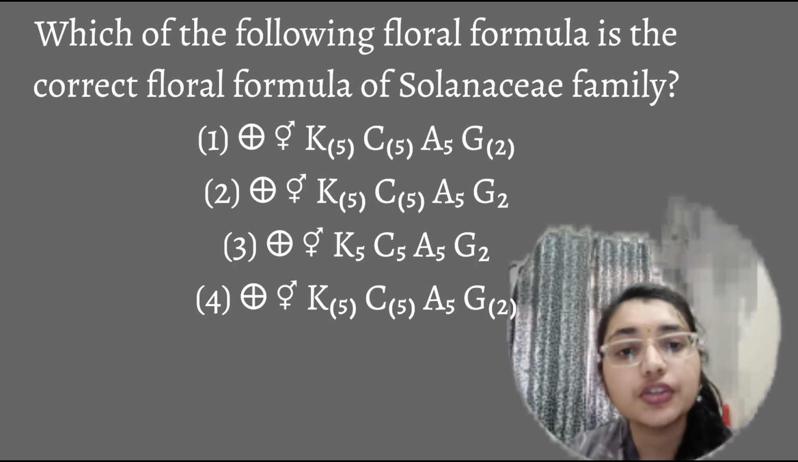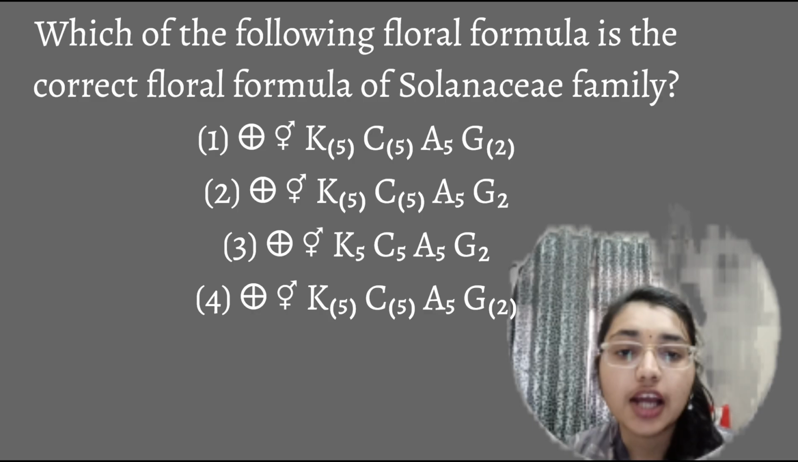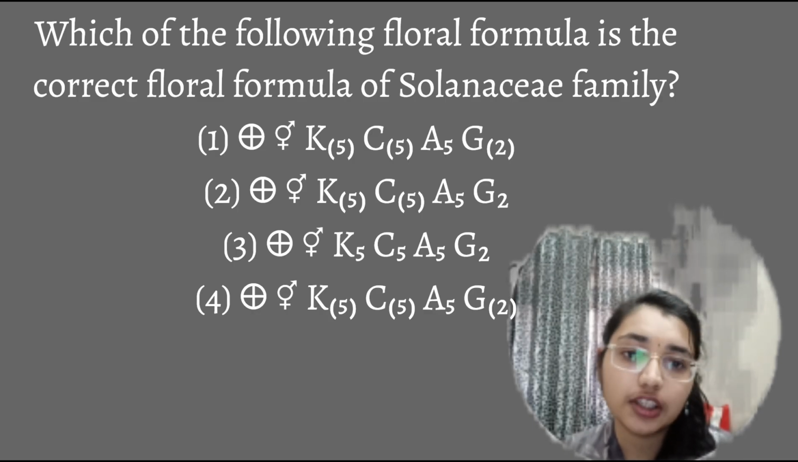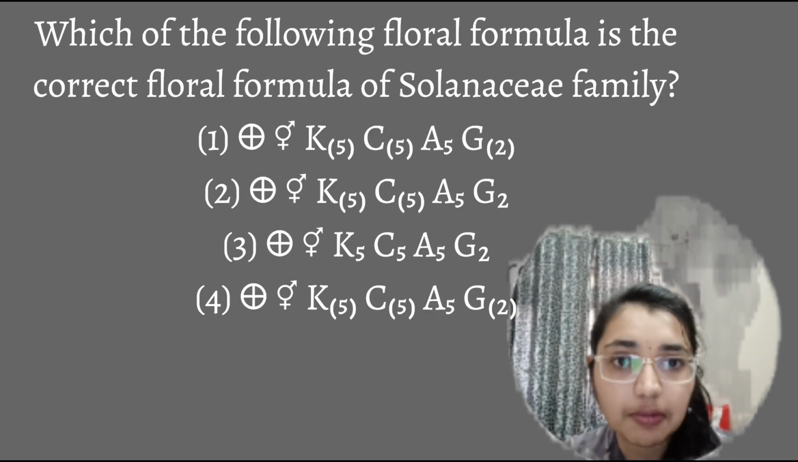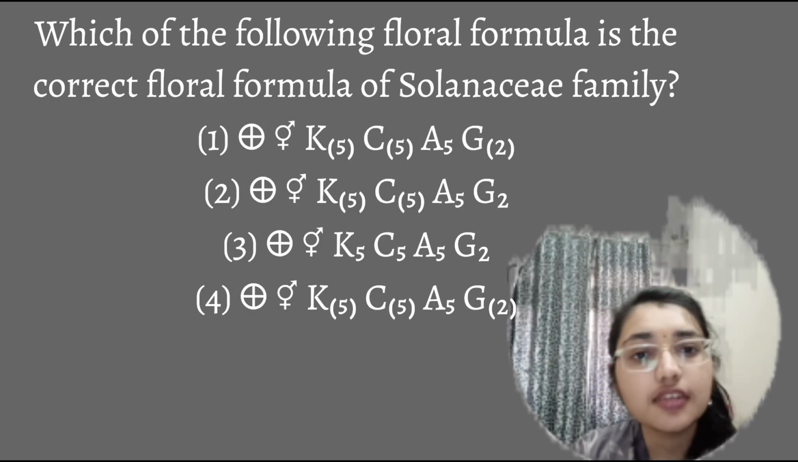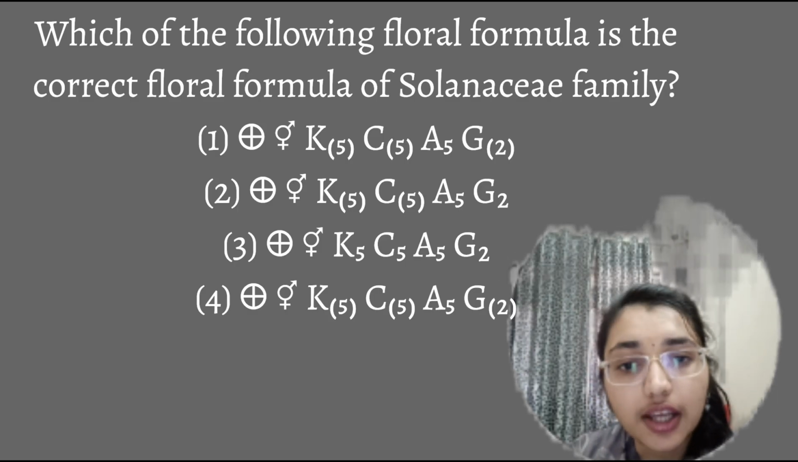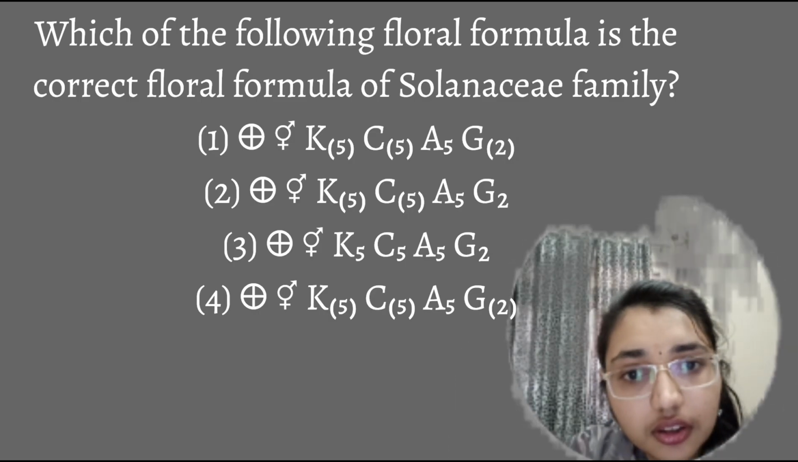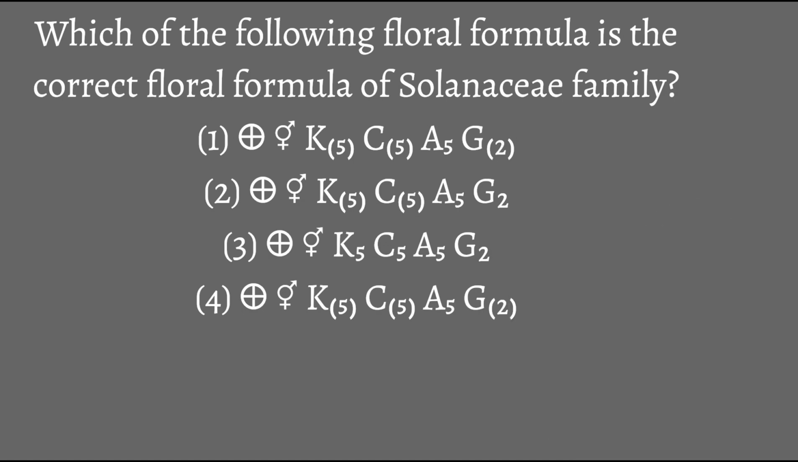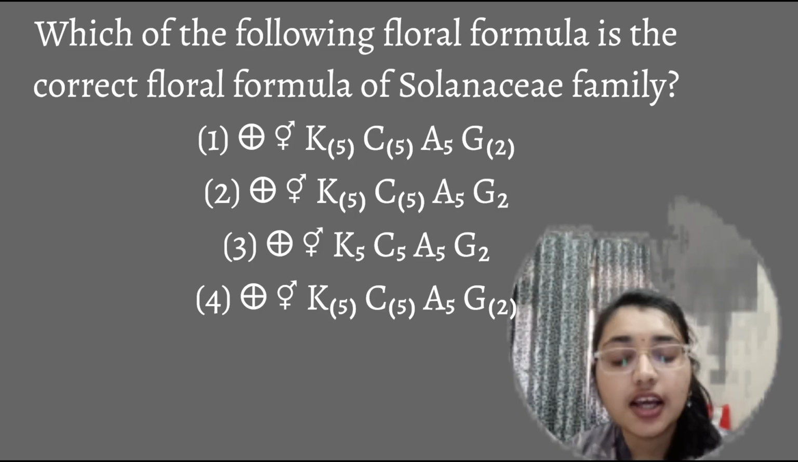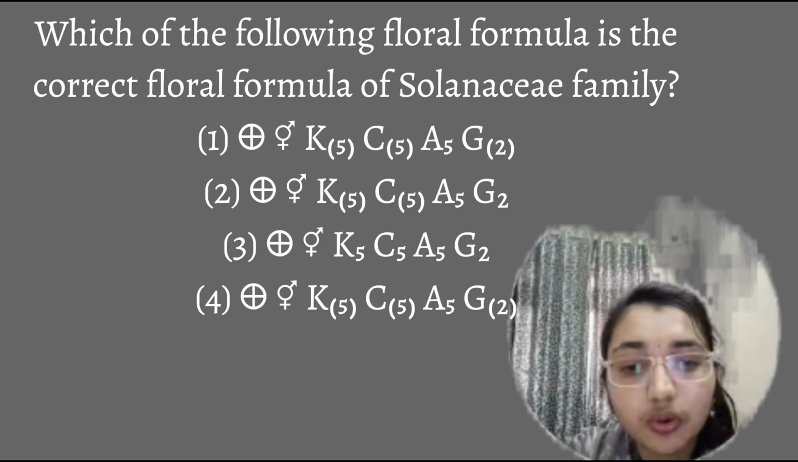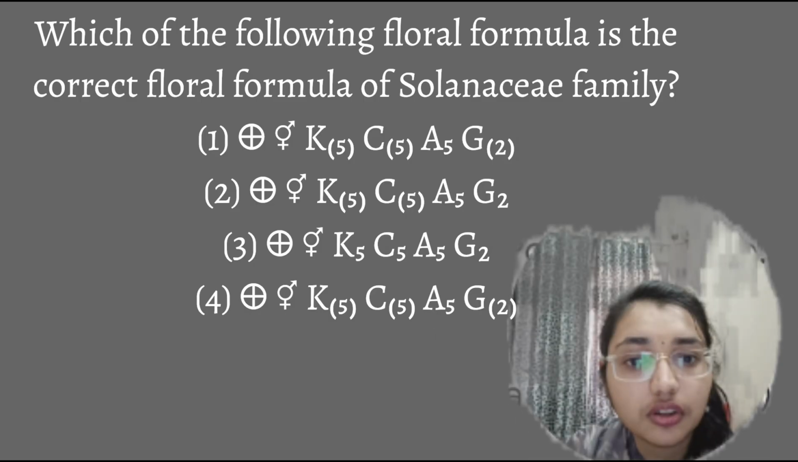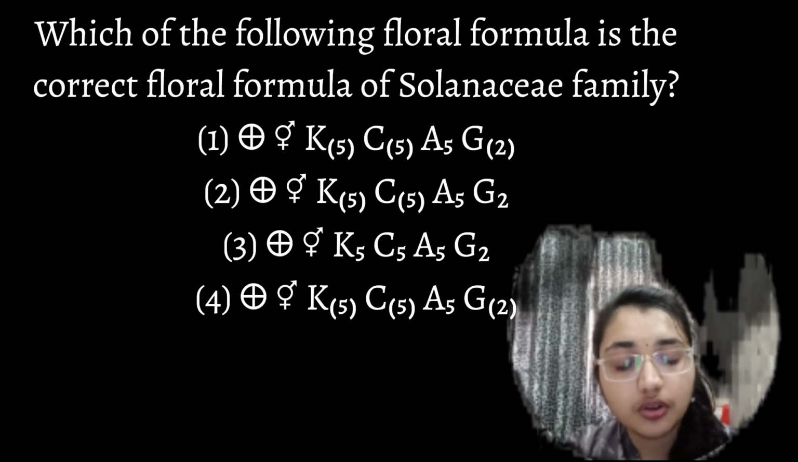This question asks which of the following floral formulas is the correct one for the Solanaceae family. You know that potato, tomato, all these come under the Solanaceae family. Here the correct option is option 2: actinomorphic, radial symmetry, bisexual, 5 sepals gamosepalous, 5 petals gamopetalous, 5 stamens epipetalous, and G2, that is bicarpellary syncarpous superior ovary. We just have to mark the correct option. So this is the correct option.